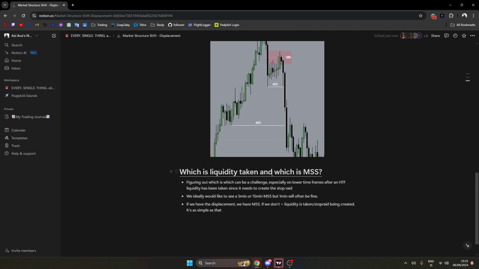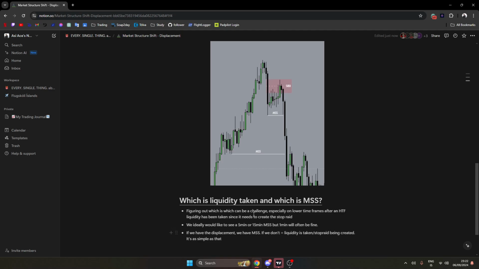So which is liquidity taken and which is market structure shift? Figuring out which is which can be a challenge, especially on lower timeframes after a higher timeframe liquidity has been taken, since it needs to create the stop raid. We ideally would like to see a 5-minute or a 15-minute market structure shift, but 1 minute will often be fine. If we have the displacement, we have market structure shift. If we don't, liquidity is taken and a stop raid is being created. It's as simple as that.